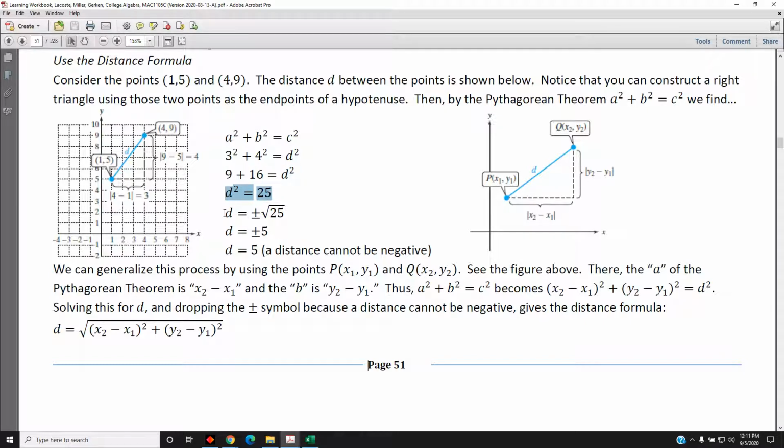Apply the square root property. d equals plus or minus the square root of 25. The square root of 25 is 5. So I get d equals plus or minus 5. But because a distance cannot be negative, I'm going to make my final conclusion, d equals 5. So the distance from one point to the other is 5.